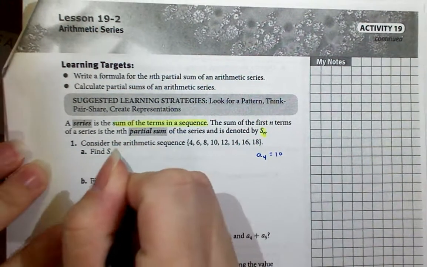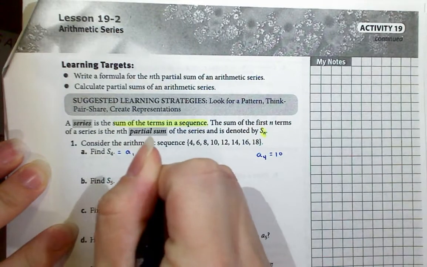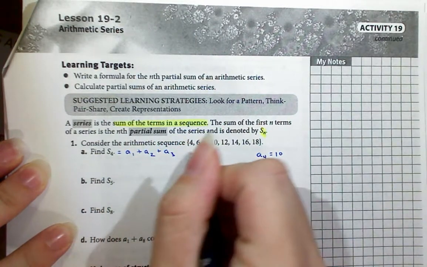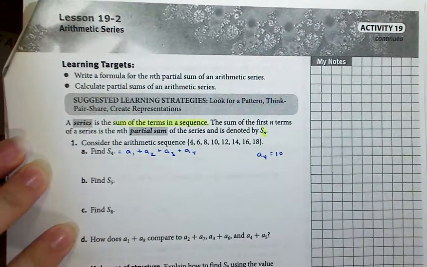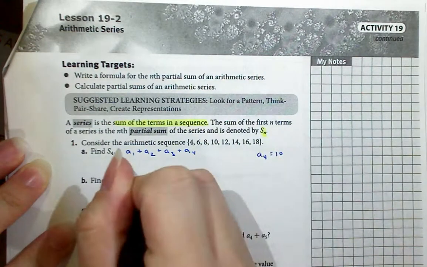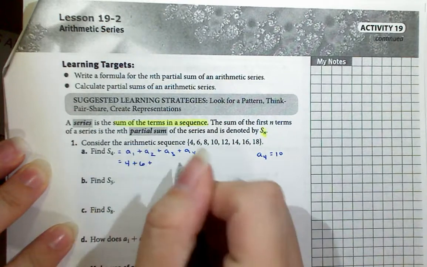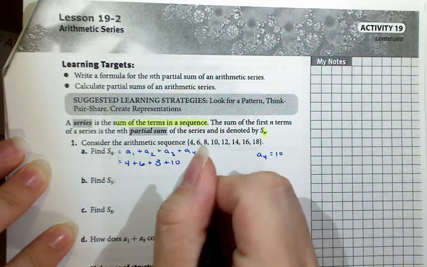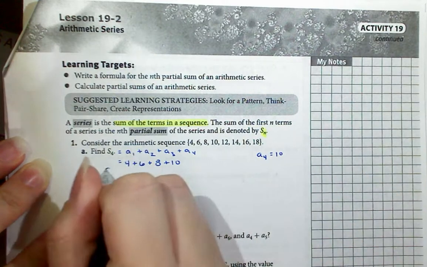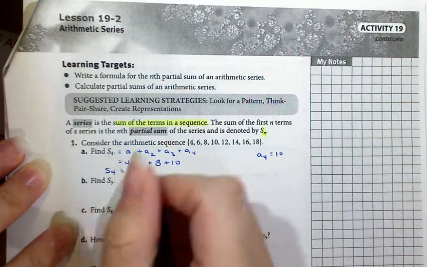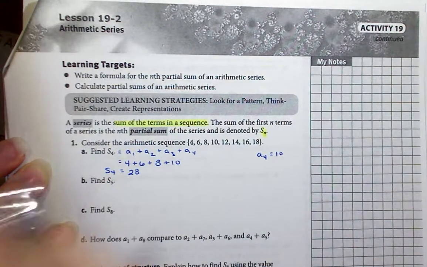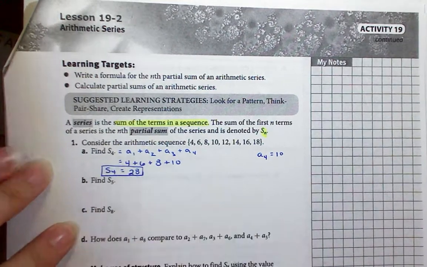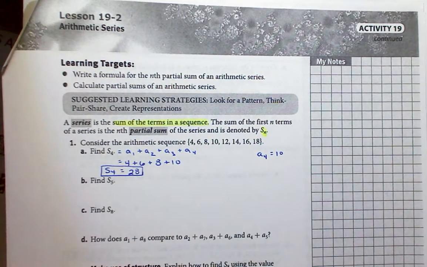So what this means is we are taking a sub 1 plus a sub 2 plus a sub 3 plus a sub 4. When we do this, a sub 1 is 4 plus 6 plus 8 plus 10, which means S sub 4 equals 28. It's a little bit different than what you've been doing before. It's just adding up the terms in the sequence. I would like for you to try B and C, find S sub 5 and S sub 8. And when you're ready, turn the video back on.